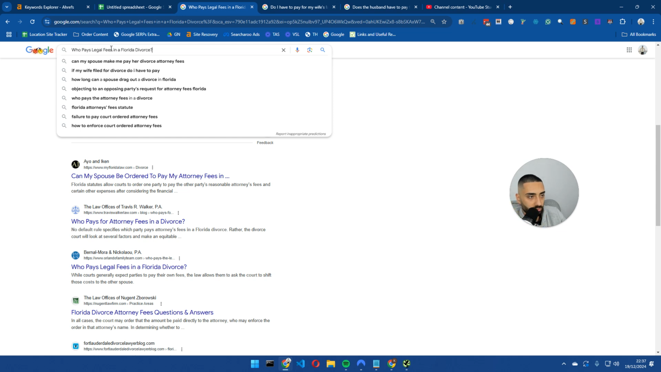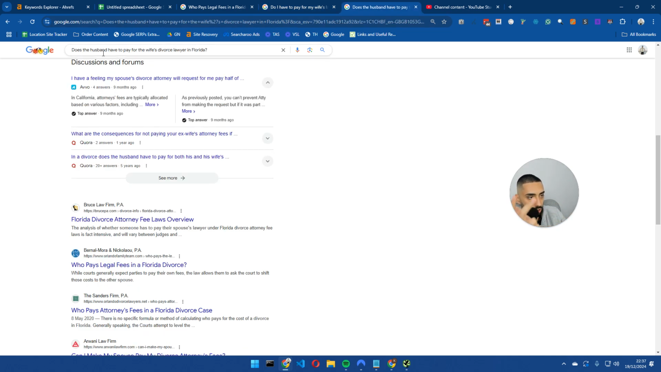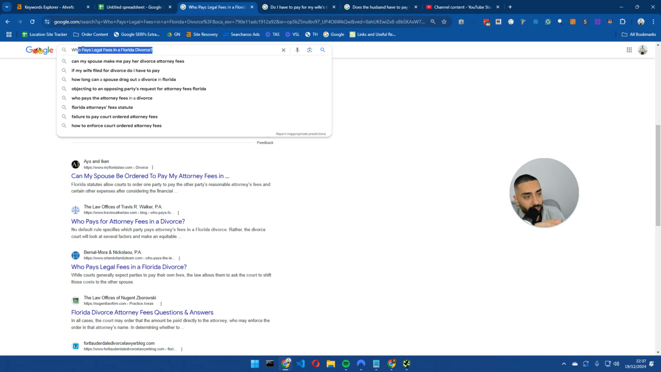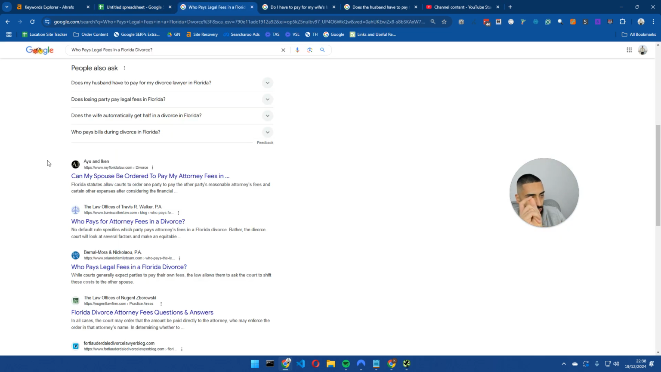Right, so these are all fairly similar-ish keywords. So who pays legal fees in Florida for a divorce? Do I have to pay for my wife's lawyer in a divorce in Florida? And does the husband have to pay for the wife's divorce lawyer in Florida? All of these are basically the exact same article. You might just need to include one of these subheadings on the actual seed page. So if you're creating a page on who pays the legal fees in a Florida divorce, you have the do I have to pay for my wife's lawyer in a divorce in Florida. A little bit of a tongue twister, that question, but people are actually asking it, so you need to actually include it on your page.